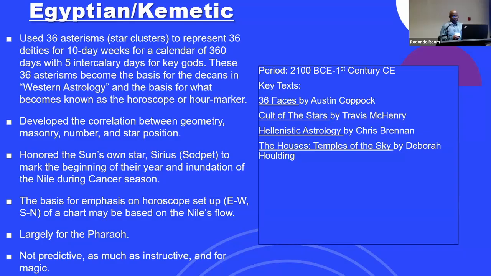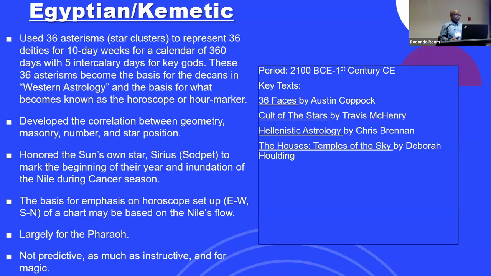The period is from 2100 BCE to the 1st century CE, as far as we can document. They used 36 asterisms, which we now know as the decans. And this becomes the basis for how we understand even the concept of the horoscope, the hour marker. It's the horoscopus, and during each of their weeks, which were 10 days, not 7 days, they would observe, especially at night, along with particular rituals, how these decans would rise. They were asterisms, star clusters related to particular gods, and they would rise in the sky.